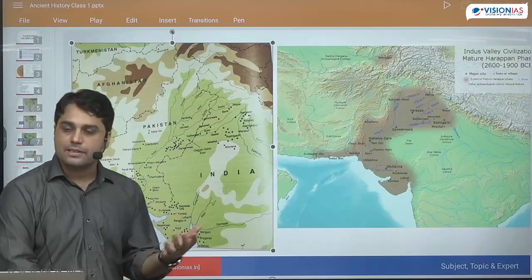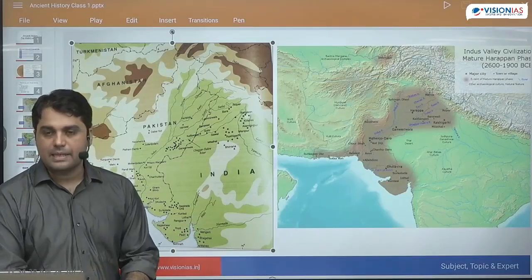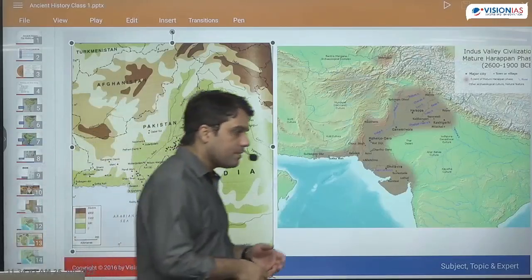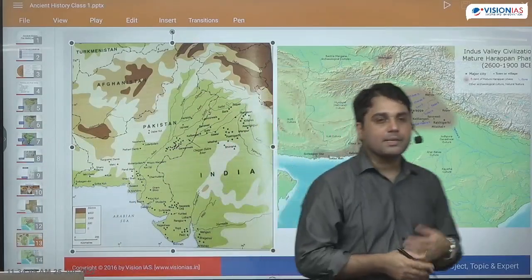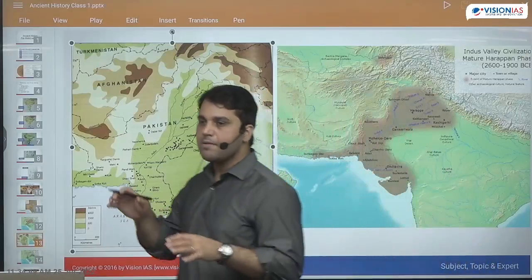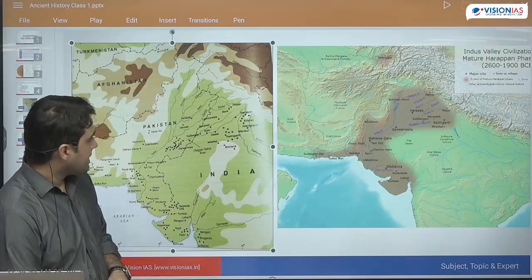So, even Saraswati civilization is also not a very good term. So, the most accepted term is Harappan civilization, even though Indus Valley civilization was used initially, the most accepted term should be Harappan civilization. The reason is very simple, because Harappa was the first city which was discovered as part of this civilization.